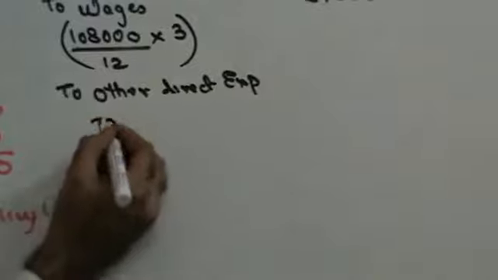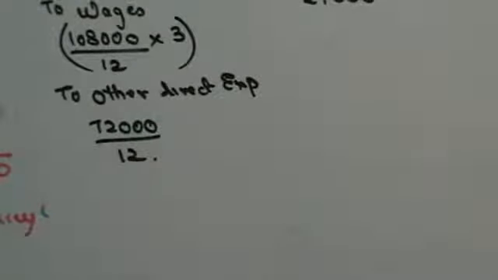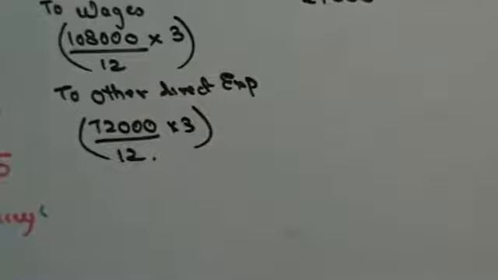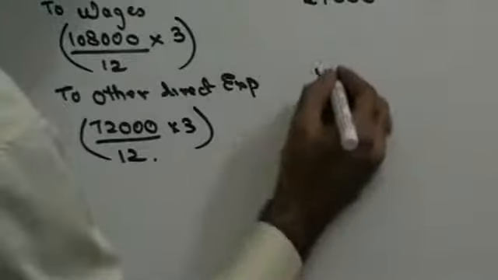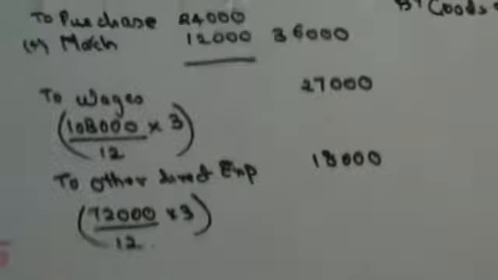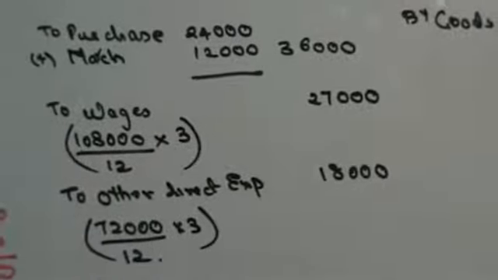Similarly, other direct expenses. Other direct expenses was 72,000 for the whole year. So per month, it will be 72,000 divided by 12. In the current year, there are 3 months up to the date of the fire, so it will be 72,000 into 3 divided by 12, which will work out to be 18,000. Right? Once you have that, next, what else have they said? Insurance policy has been taken, salvage so much.